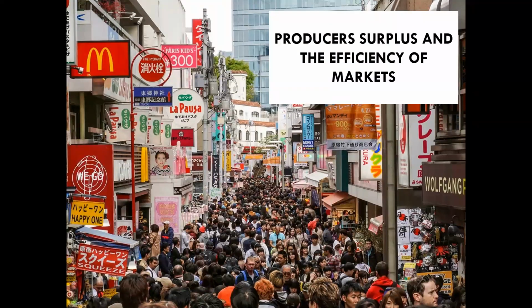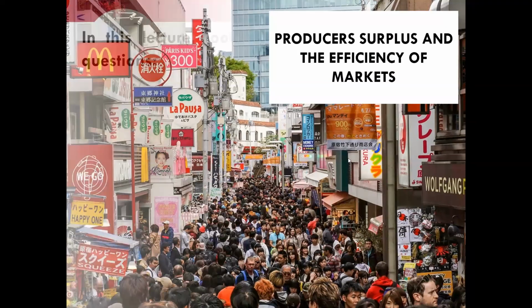Hello friends, I welcome you to part 2 of this series on the efficiency of the market. In part 1, we had a look at consumer surplus, which was used to measure the benefits consumers get when they participate in the market. In this part, which is part 2, we'll look at producer surplus, which is the benefits producers get when they also participate in the market.